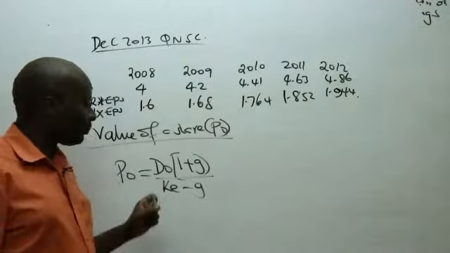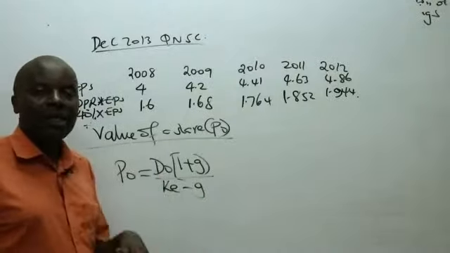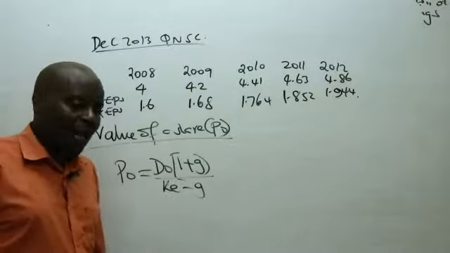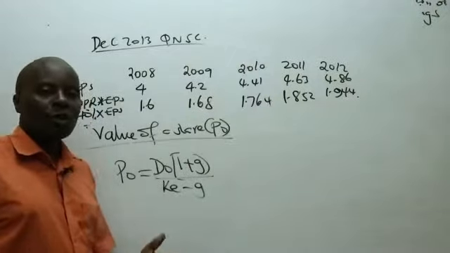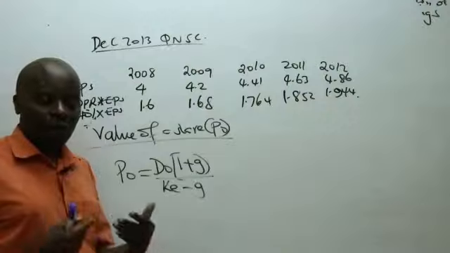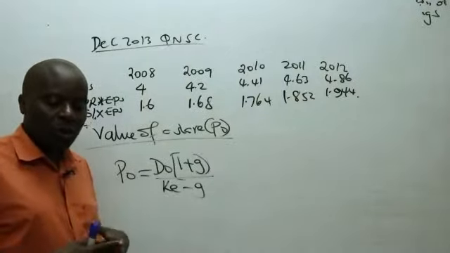Current price is the same as value per share. D0 is the current dividend per share. Then we have G, the growth rate. Ke is the cost of equity. In the absence of the cost of equity, use cost of what here?